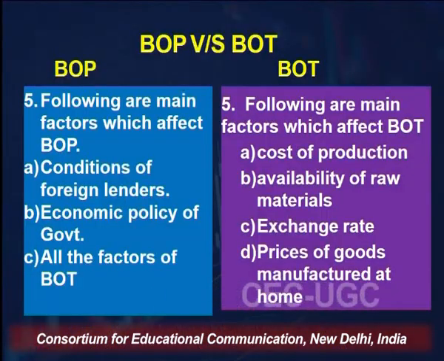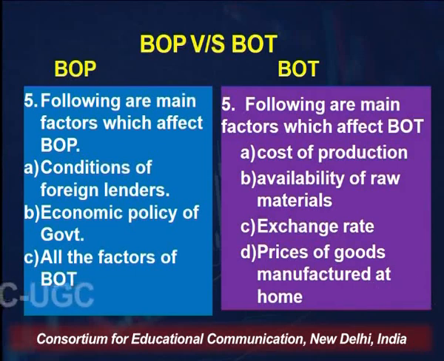Another difference is the main factors which affect balance of payment. The main factors are like conditions of foreign lenders, economic policy of the government, and all the factors of balance of trade. So that all affects the balance of payment, like it will be in surplus or it will be in deficit. But on the other hand, if we talk about balance of trade, then the main factors which affect balance of trade are like cost of production, availability of raw material, exchange rate, prices of goods manufactured at home.